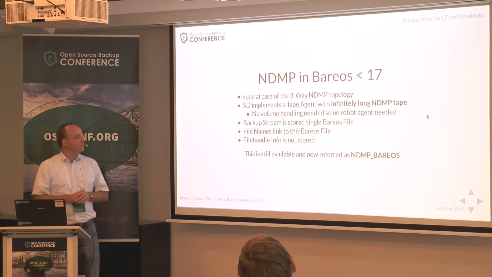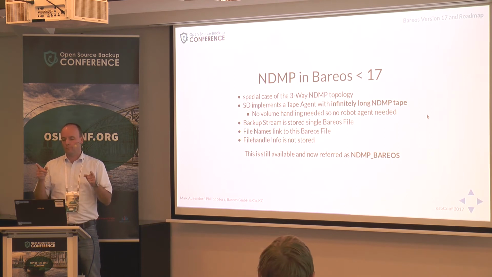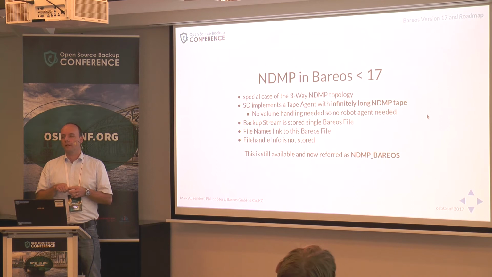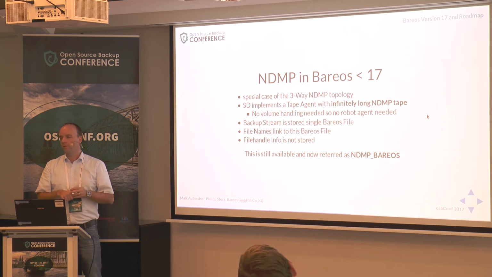The file name information is then linked in BAREOS to this archive file, so that when you select a file from the NDMP backup, this points to the real file, which is the archive, so that it knows which file to really send back to the data agent when a restore is done. The problem with this is that we don't have file handle information. We are not able to translate file handle information, which is the block address inside of the virtual file, to the real block addresses where the data is stored inside of BAREOS. So we don't support direct access recovery.